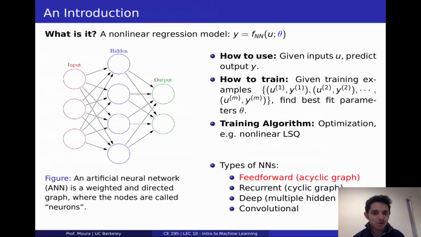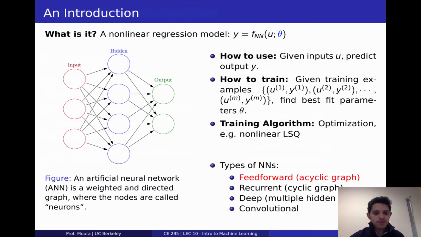You have an input u and output y. There's a nonlinear relationship between u and y. And importantly, in contrast to linear regression, this type of model is usually nonlinear in theta. It's usually nonlinear in theta. So that's what differentiates it from the different types of models that we've seen before.